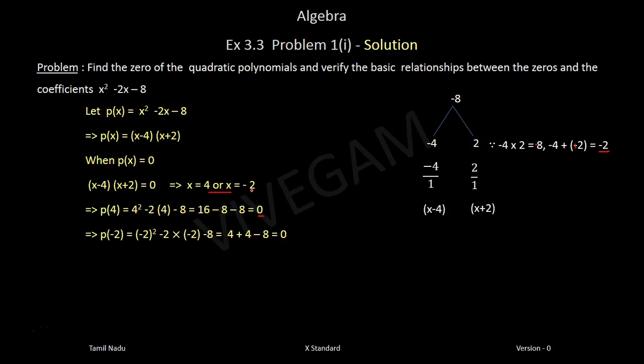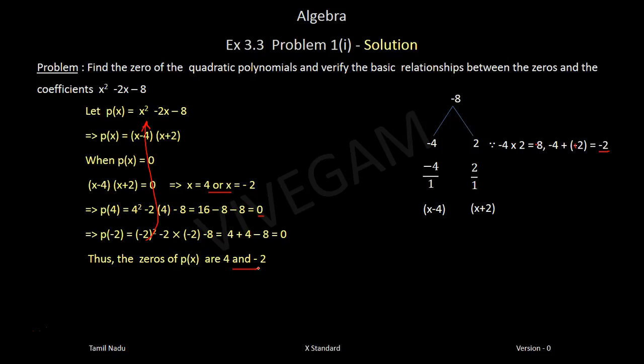Next we need to check p of minus 2. So p of minus 2 is minus 2 the whole square, right? This is the function, right? This is a polynomial, right? So minus 2 the whole square, then minus 2x, minus 2 into minus 2, and minus 8. So this is 4 and this is also 4. So 4 plus 4 and this is minus 8. 4 plus 4 is 8. 8 minus 8 is 0. Right? So the zeros are there. Now, that's the zeros of p of x are 4 and minus 2.